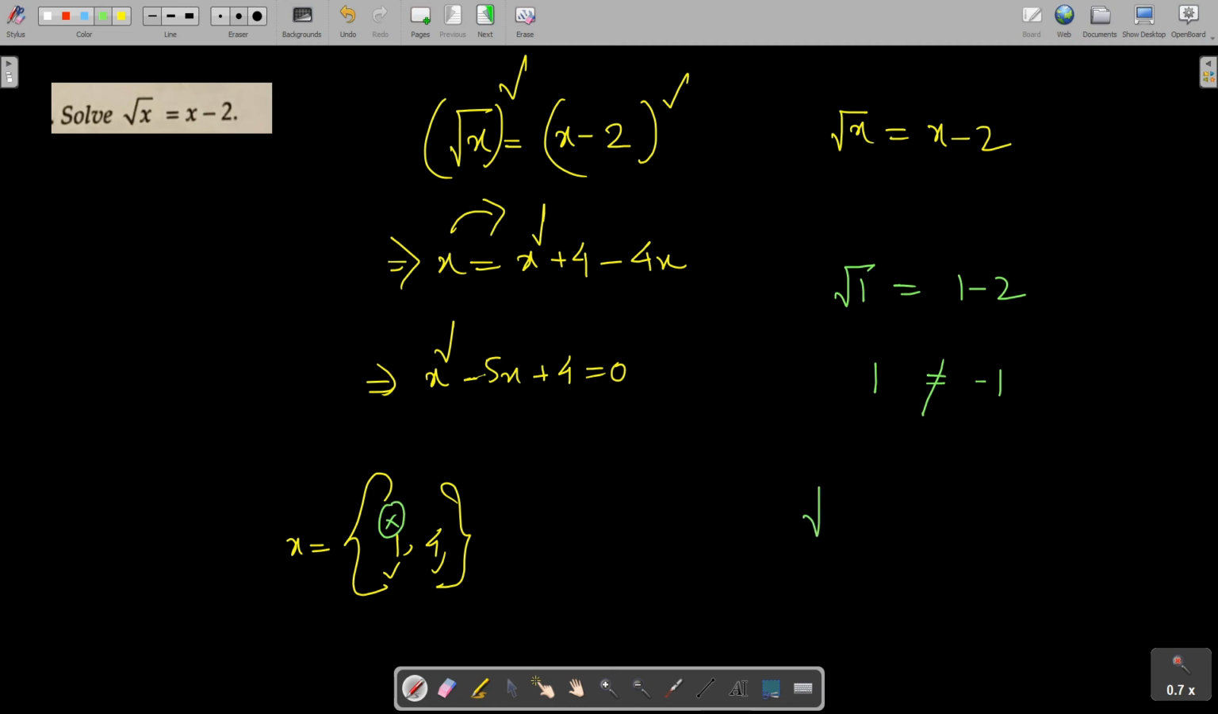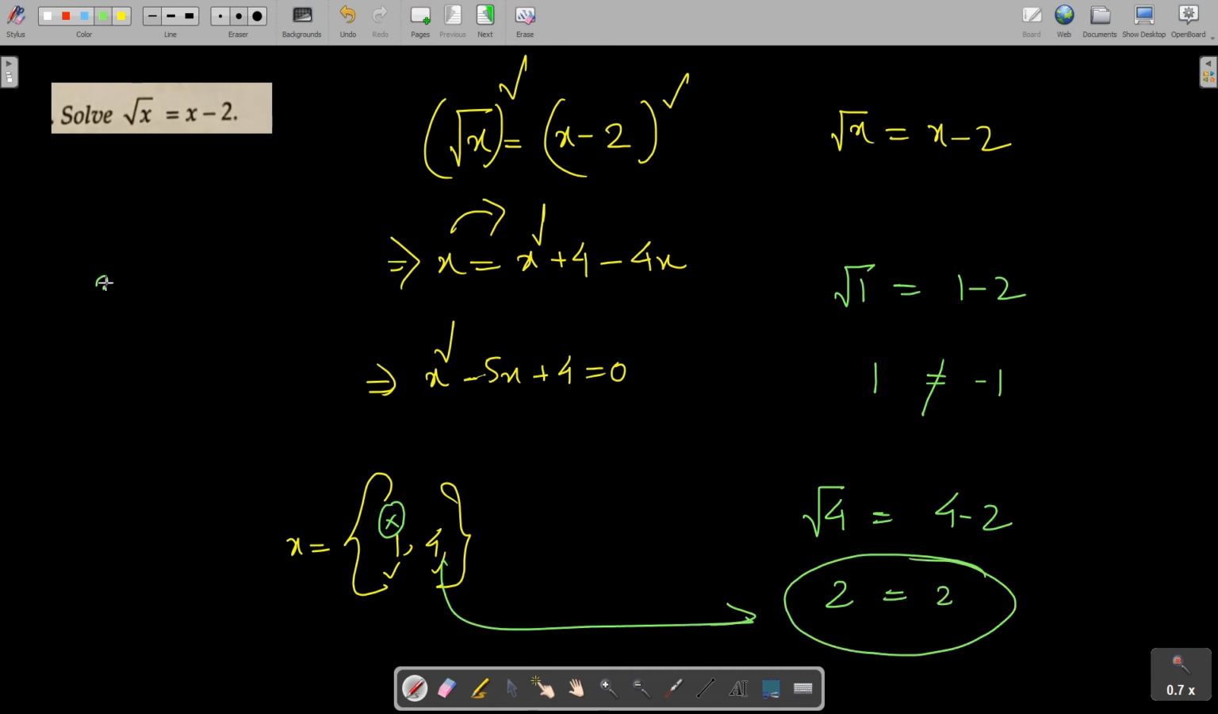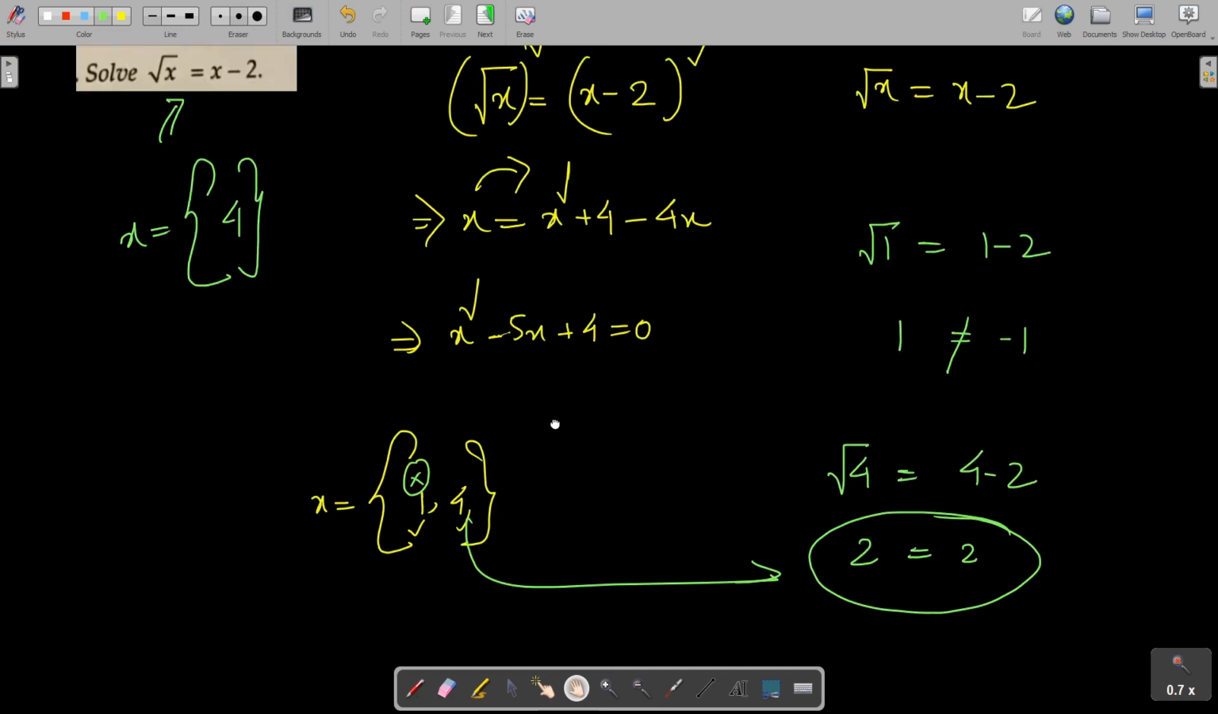Let's see with the 4. We have under root 4 and 4 minus 2. Under root 4 is 2, 4 minus 2 is 2. So this one is satisfying the equation. So for this particular equation, the only root is 4. Remember, whenever you're doing a root equation like this, always verify the roots with the main equation. Easy.